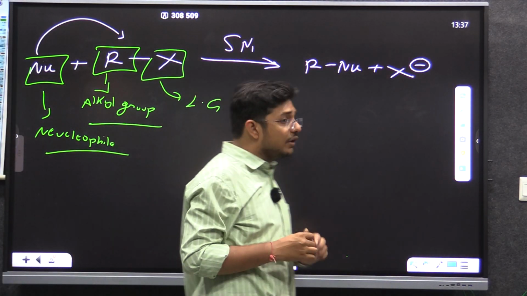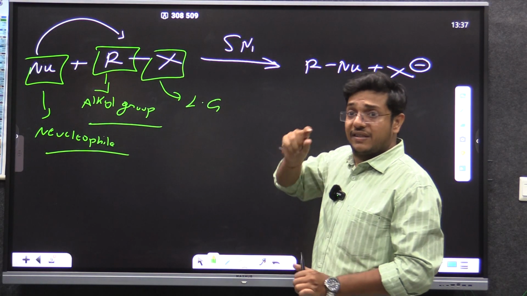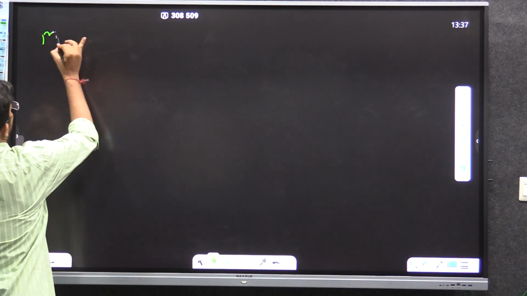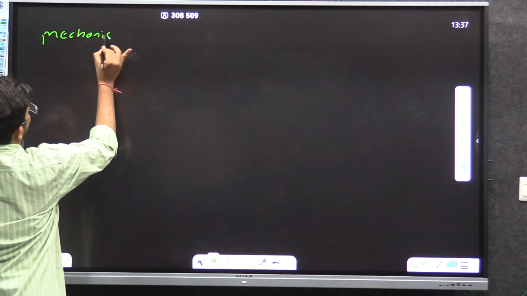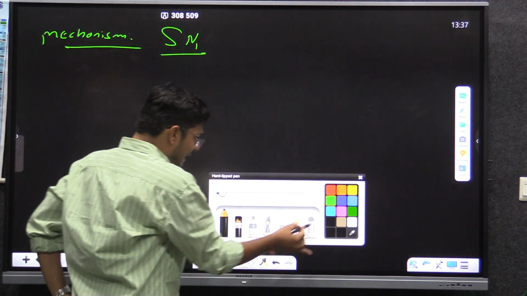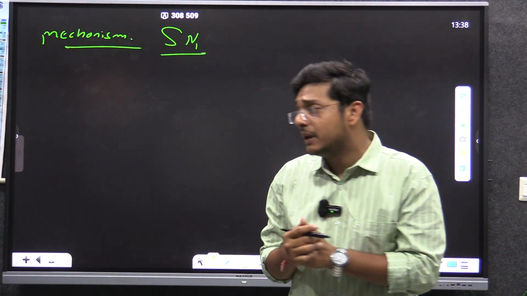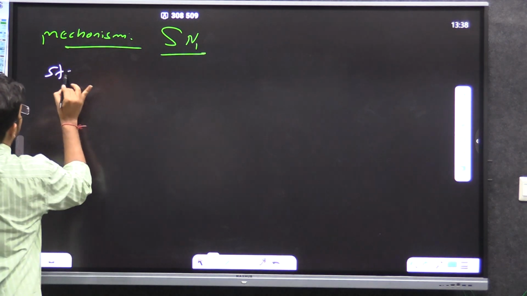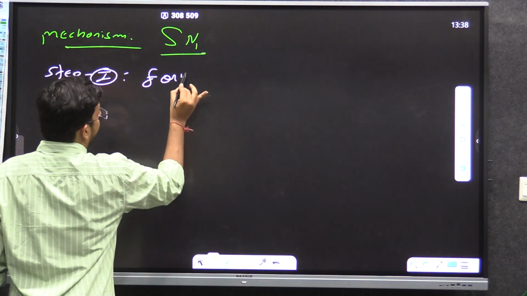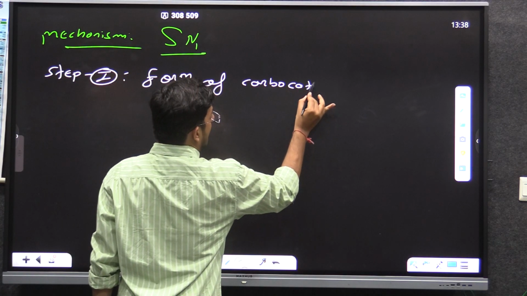Now we are going to its mechanism. What is meant by SN1? Why is it called SN1? So what is the mechanism behind SN1? The SN1 mechanism reaction takes place in two parts, or two steps. Step number 1 is known as the formation of the carbocation step.